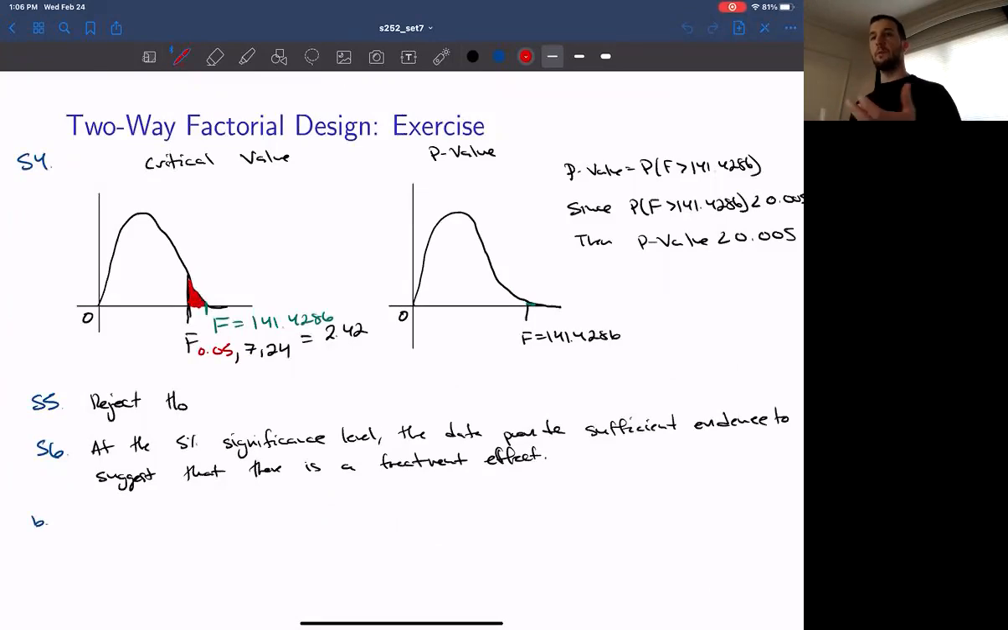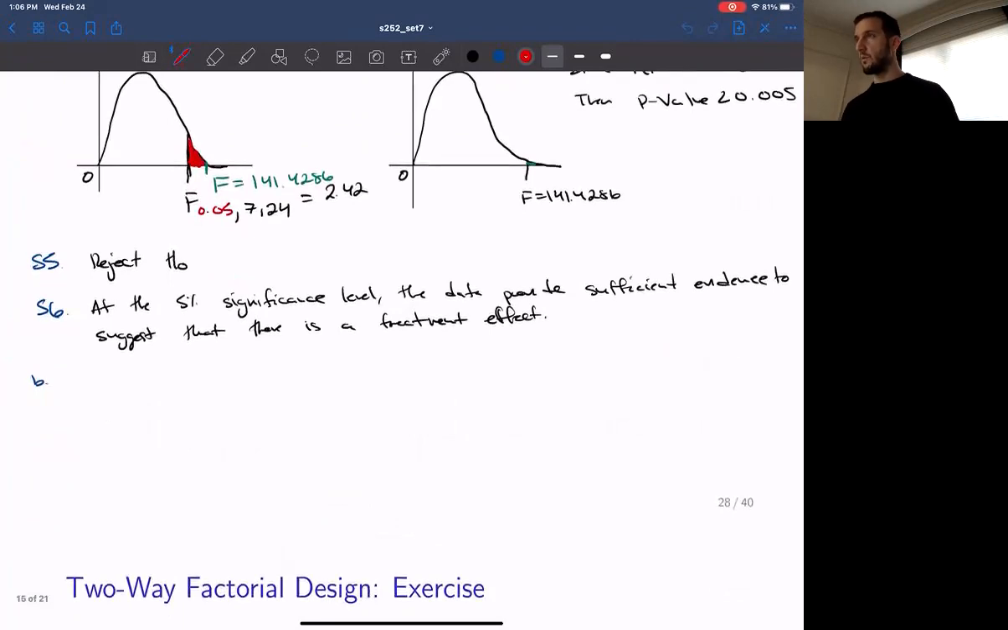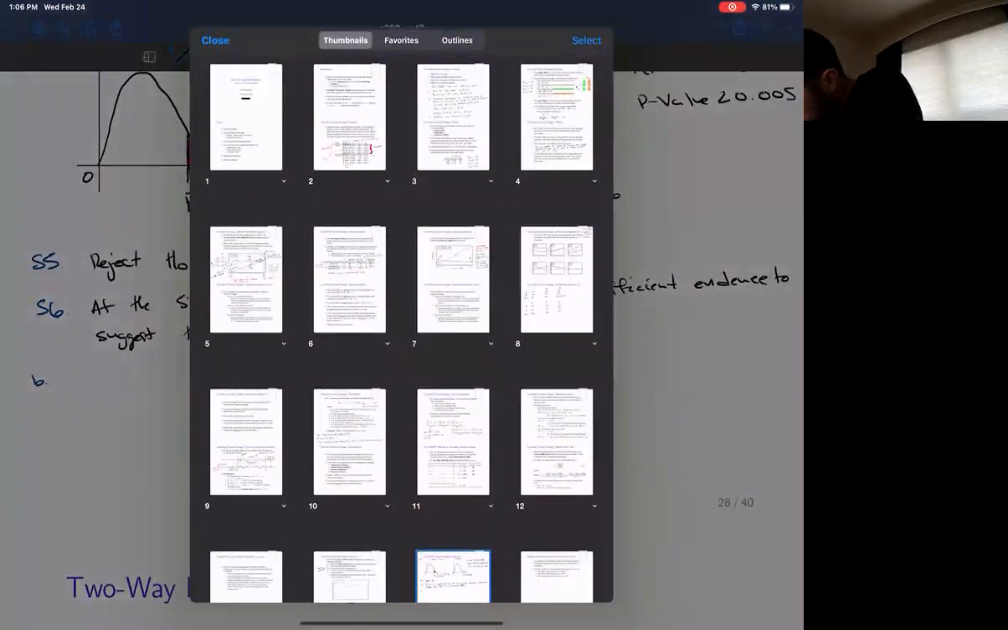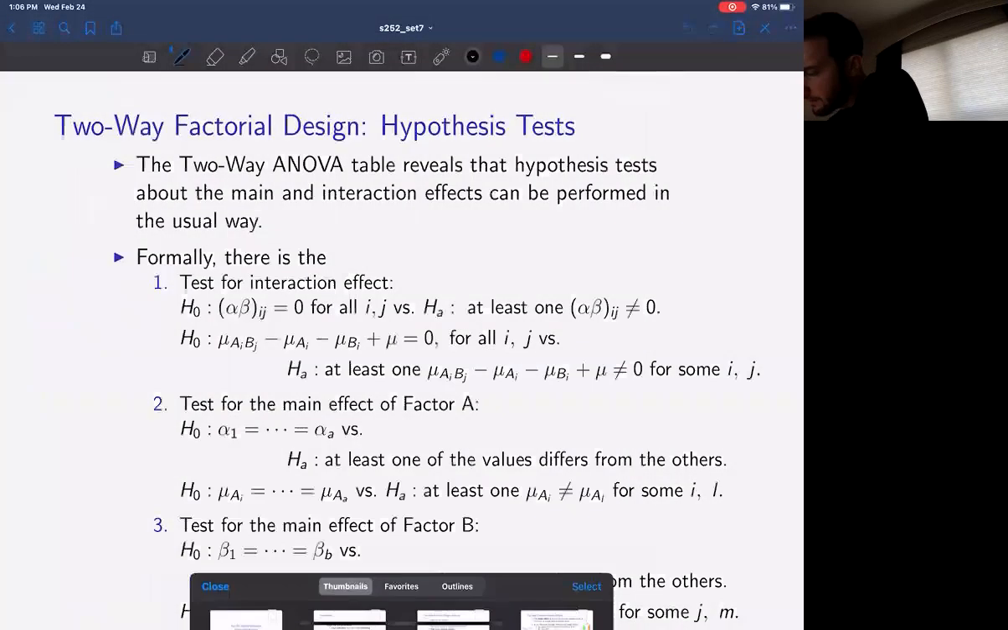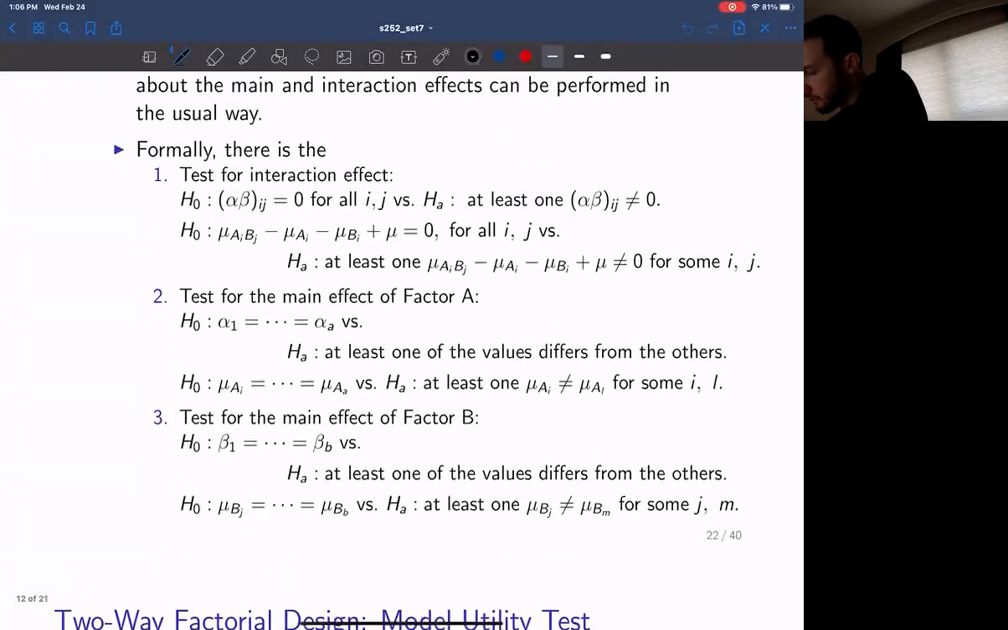Now what we would do is move to the second step of our testing procedure, and we're now going to test for an interaction. So in part B, we're going to perform a test about the interaction effect for this particular data set. So our null hypothesis for the tests can be summarized on slide 22.